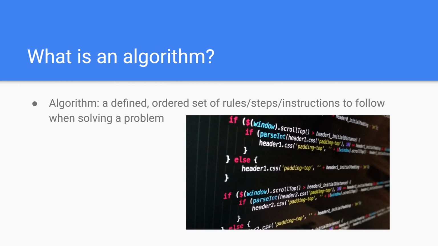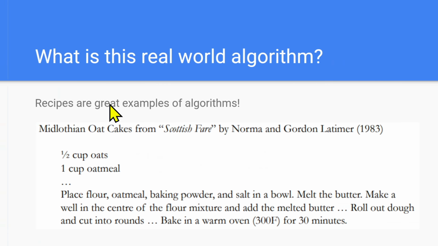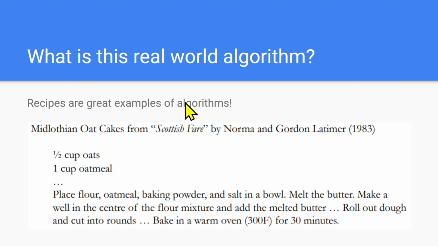Now, this is a fancy sounding word, but you use algorithms all the time. If you've ever cooked or baked anything, every single recipe is an algorithm. You have these ingredients, you have to do them in this specific order, otherwise your oat cakes don't come out the way you want them to. So every recipe is an example of an algorithm.